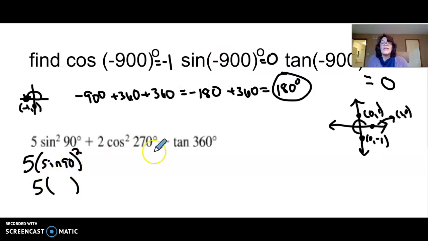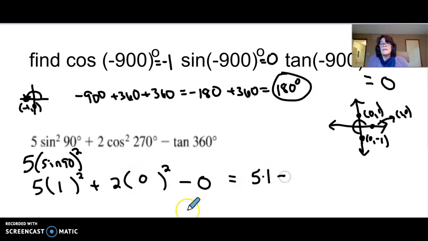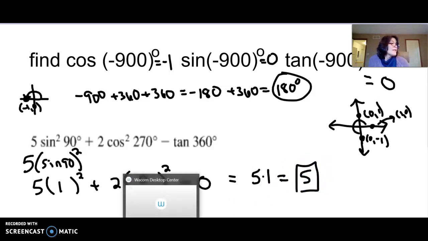I have 5 times. Let's see, the sine of 90 would be the y-coordinate. Sine is y over r. 1 over 1 is 1. The cosine of 270, so that would be the x-coordinate over r. So that would be 0. And the tangent of 360 is, let's see, y over x, so 0 over 1. So I'm going to have 5 times 1. That's just going to be 5 because the other thing's 0 out. Okay, so the answer is 5.